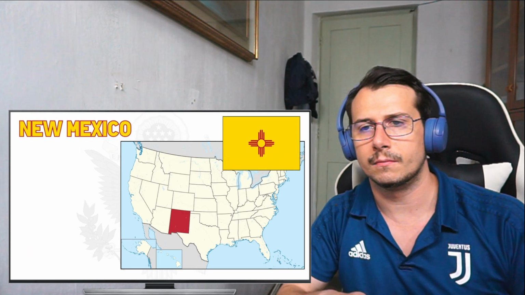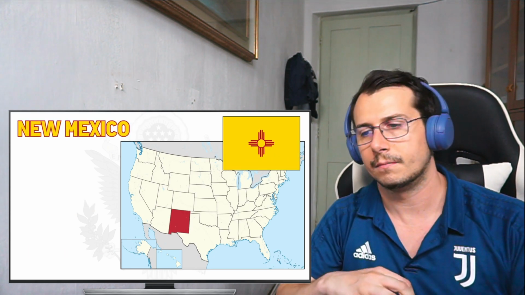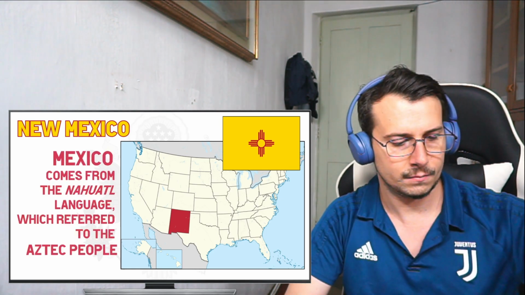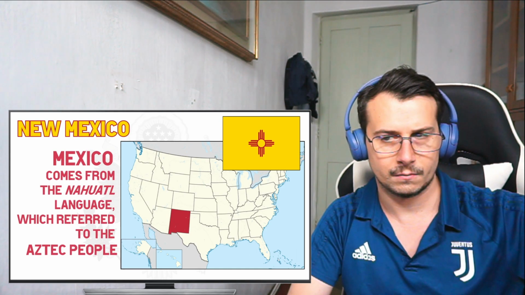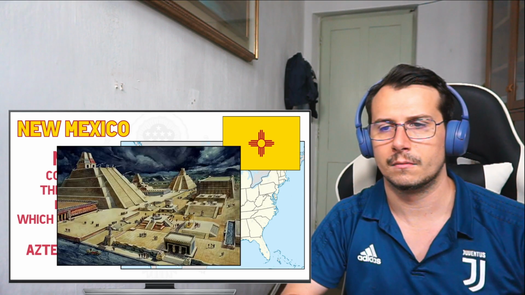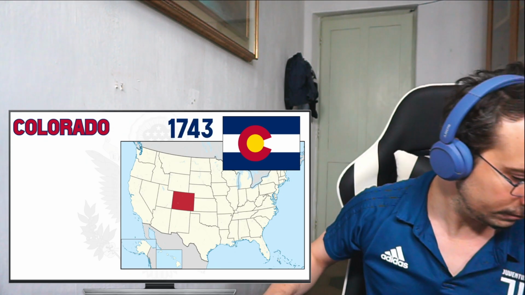Back south, New Mexico. This one is pretty straightforward too, from the Spanish Nuevo Mexico, meaning the new Mexico. In turn, the name Mexico comes from the Nahuatl native language, which referred to the Aztec people who founded the city of Tenochtitlan. Colorado was also named by the Spanish in 1743.